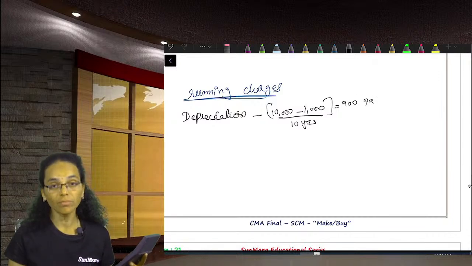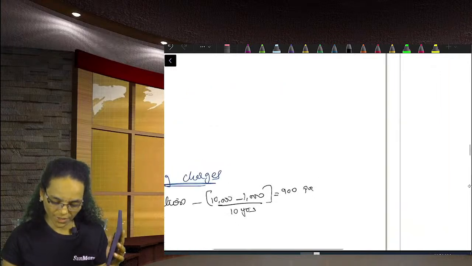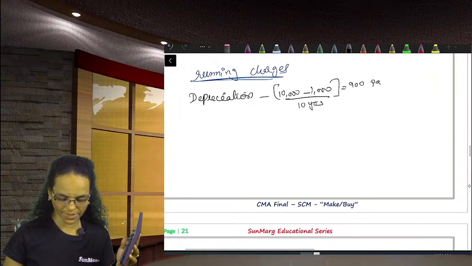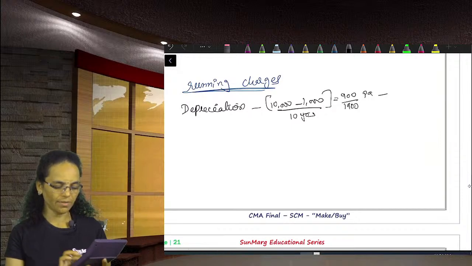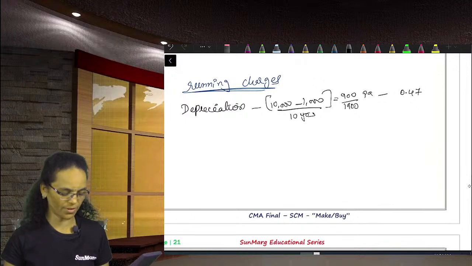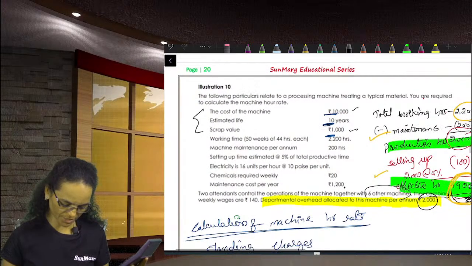In a year, effectively how many hours are we utilizing for production? Effectively we are utilizing only 1900 hours. So divided by 1900 hours, 900 divided by 1900 is 0.47. Depreciation element is done.